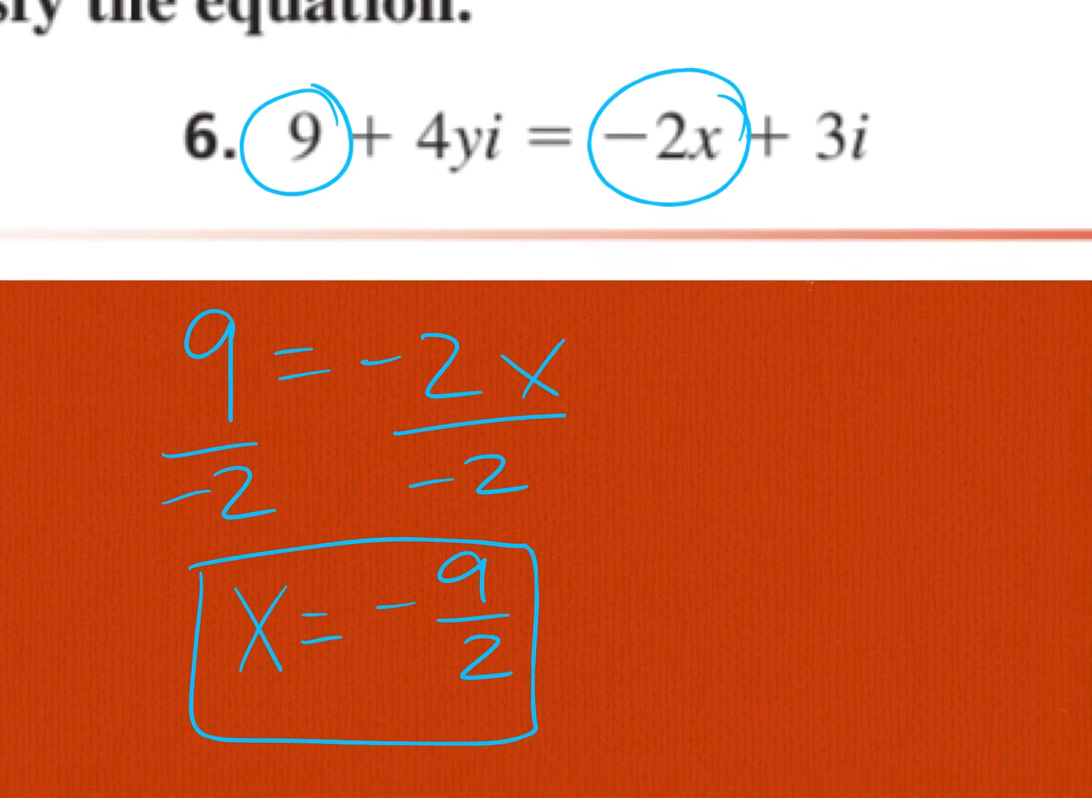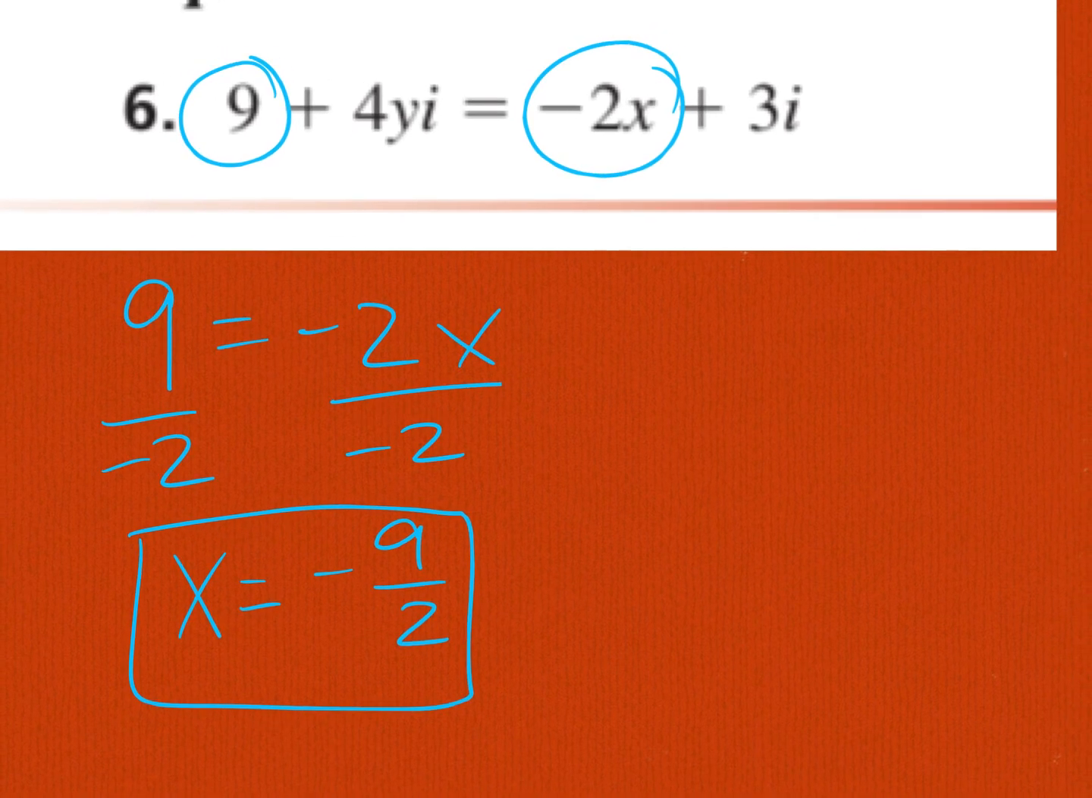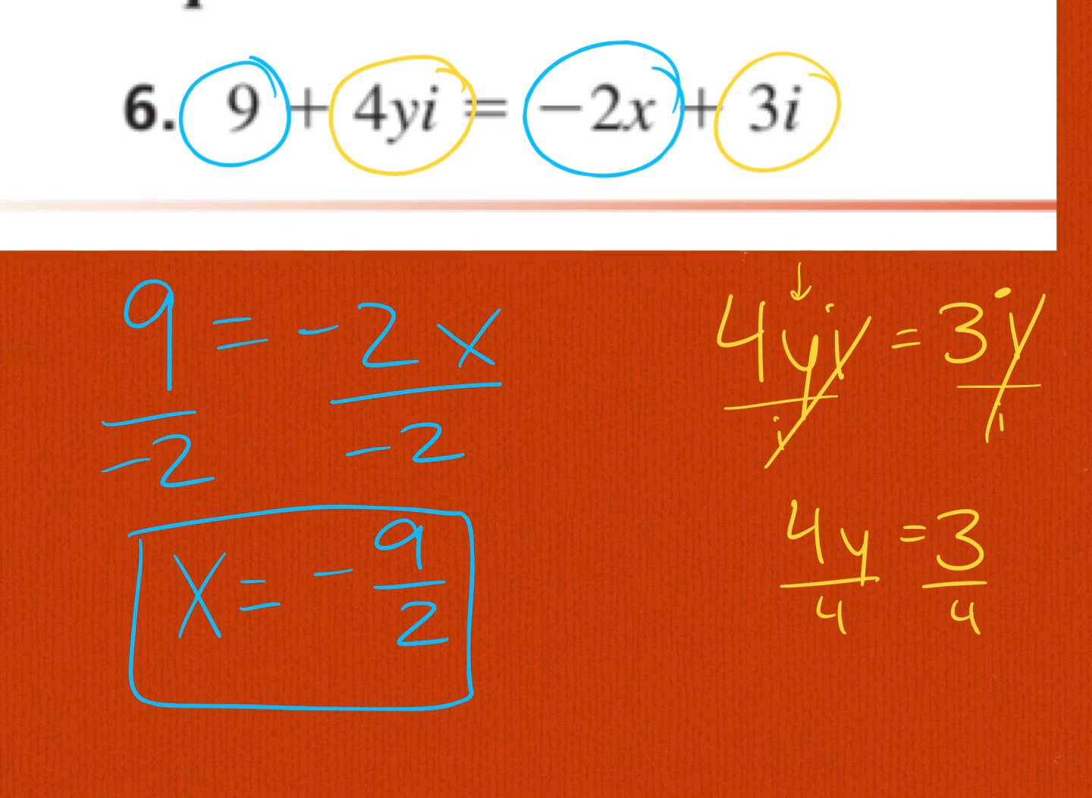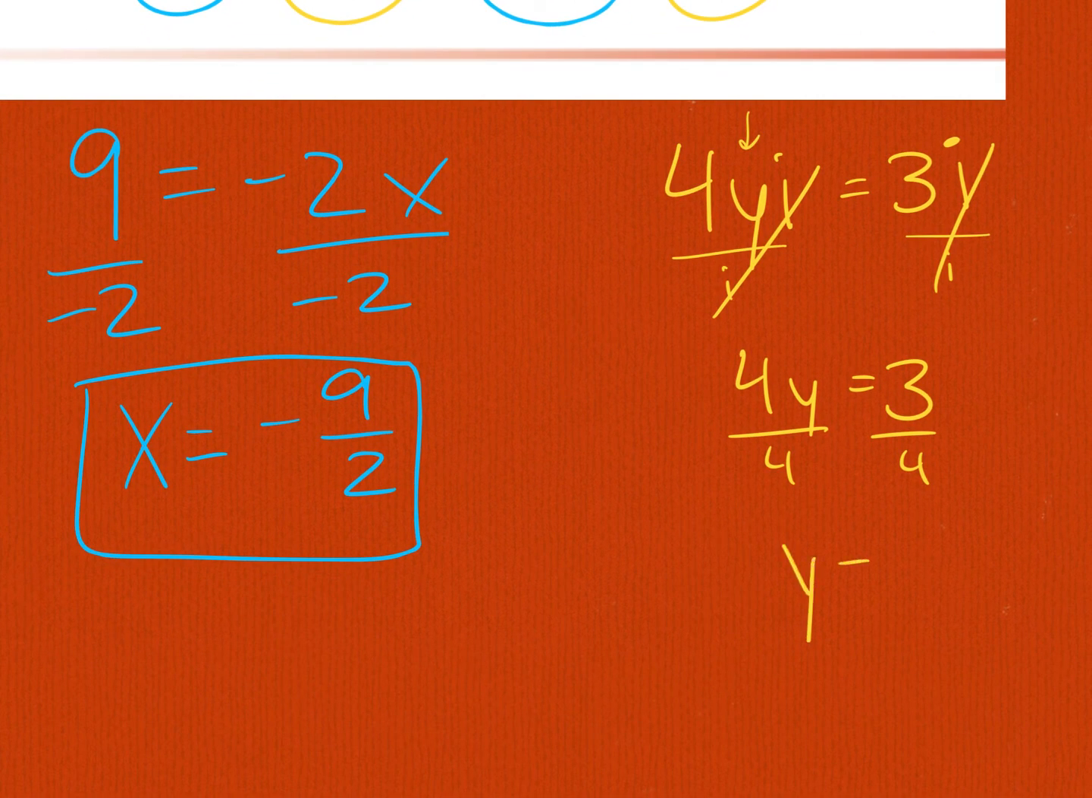Now what are my imaginary parts? 4yi and 3i. So what can I do first to solve for y? Divide both sides by i, so they'll cancel out. So 4y is equal to 3. And then what? Divide both sides by 4. So don't be afraid to get fractions. So y is equal to what? 3 over 4.